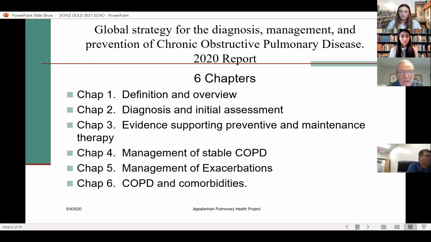These are the categories they set up. And when you think about it, chapter 2, chapter 4, and chapter 5 are what we spend our days pretty much doing: diagnosing initially and doing the basic workup, then taking care of the stable COPD, and then when things kind of get out of hand, exacerbations, taking care of that. Next slide.